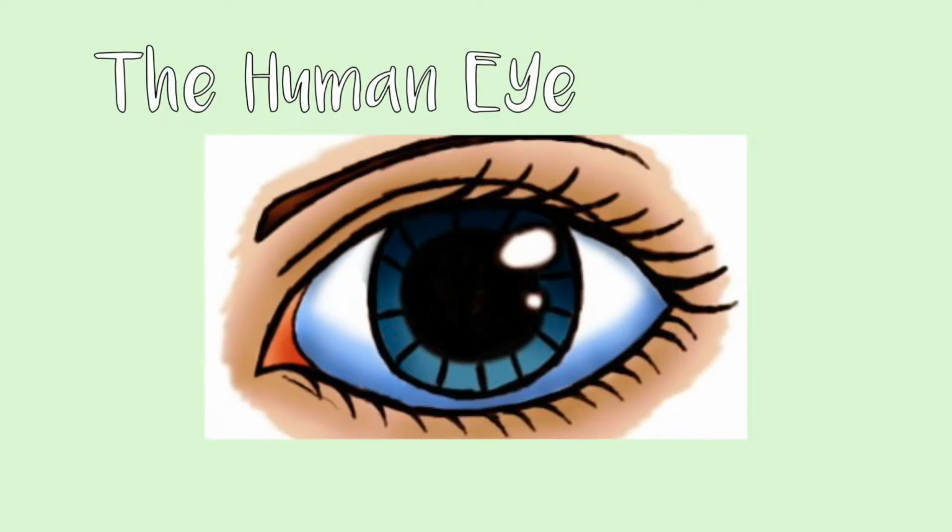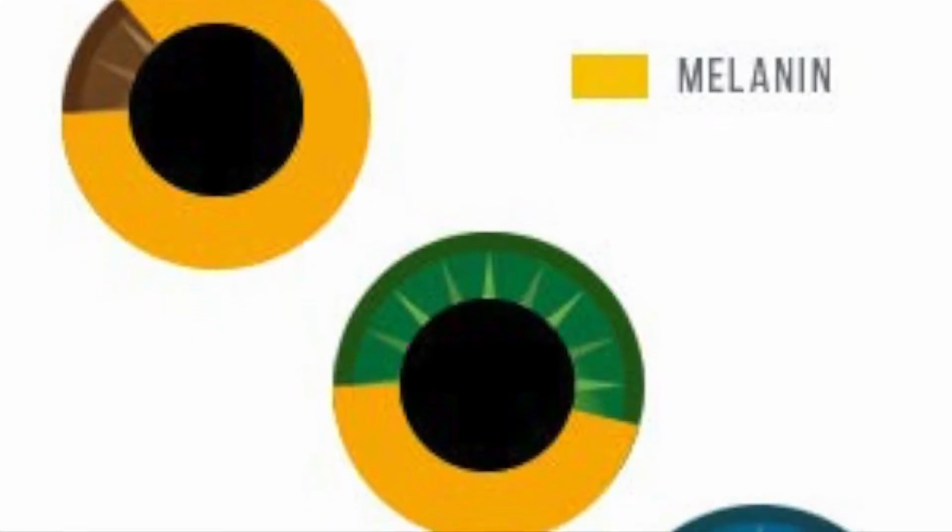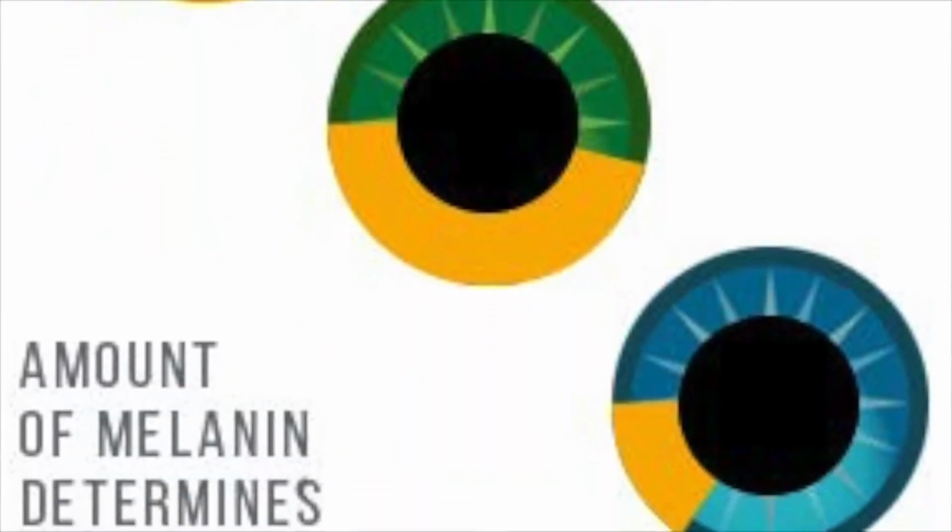All these different eye colors. Yet, what is the truth behind them? The color that is seen in the eye is the pigmentation in the iris. The iris is the ring surrounding the pupil. The color depends on the quality and amount of melanin.